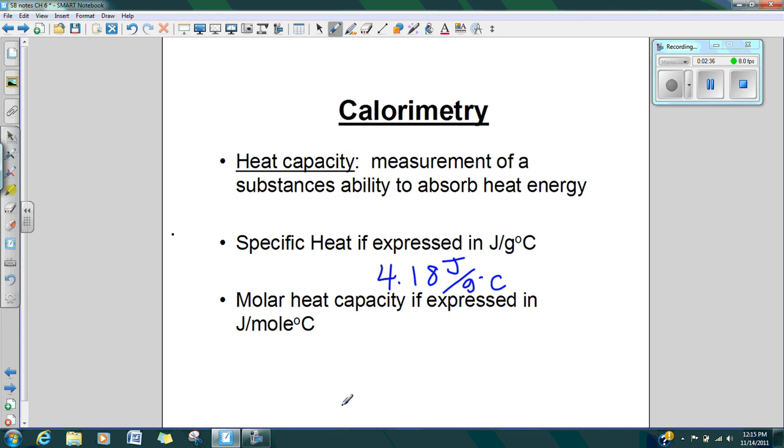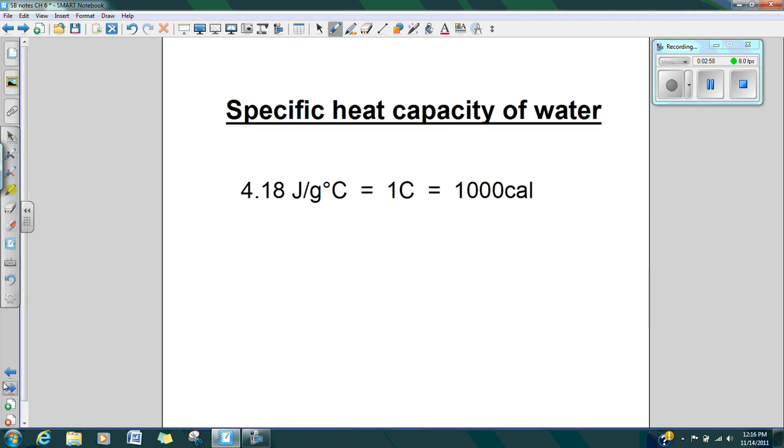Now, another way that we can measure is molar heat capacity, which is expressed in joules per mole degrees Celsius. It's just a different way, changing the grams into moles. For both of these, you do need to remember that they are measured under constant conditions of pressure and volume. So they are always going to be constant. So there is the specific heat of water.